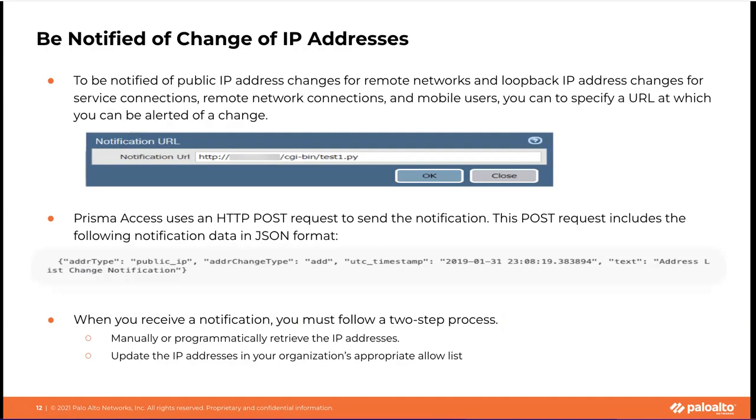The post request includes the notification data in JSON format, and when you receive the notification, you must follow a two-step process. You need to rerun the script again to retrieve all the IP addresses and then allow list or whitelist with your authentication servers, with your data center, on-premises services, or your SaaS providers, or in the cloud. Prisma Access sends this notification a few seconds before the new IP address becomes active. So we recommend you to use an automation script to both retrieve the IP addresses and add the new IP addresses to the allow list.